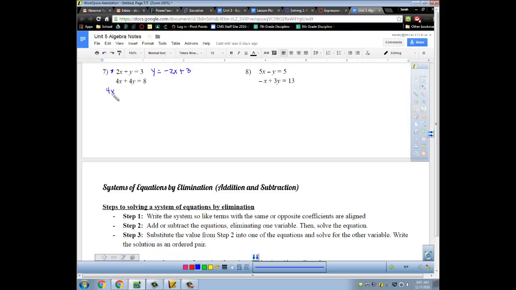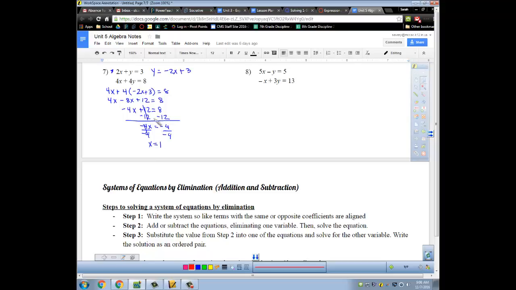So we get 4x plus 4 times my y, which was negative 2x plus 3, equals 8. So we get 4x, 4 times negative 2x is negative 8x, 4 times 3 is 12, equals 8. Negative 4x plus 12 equals 8. Subtract 12 from both sides. Get negative 4x equals negative 4. And then divide both sides by negative 4 to get x equals 1.